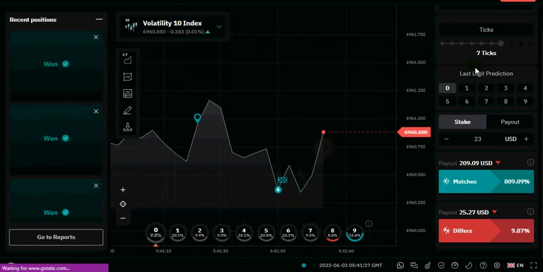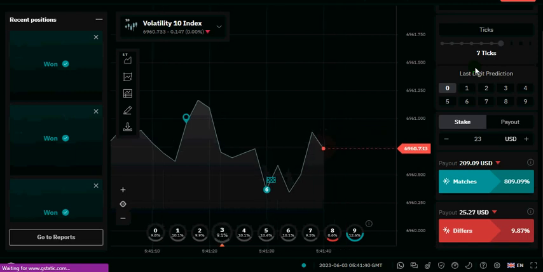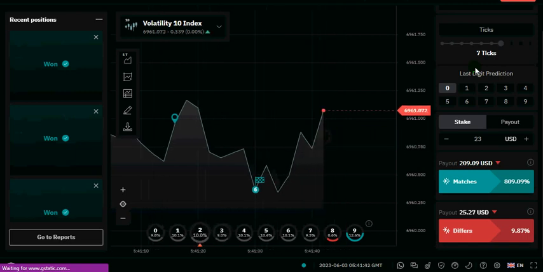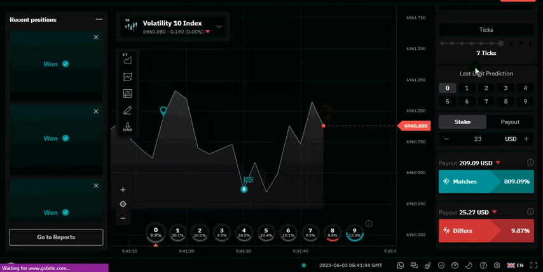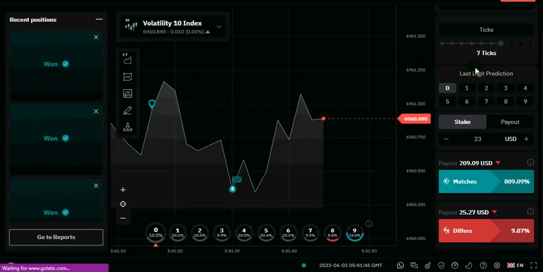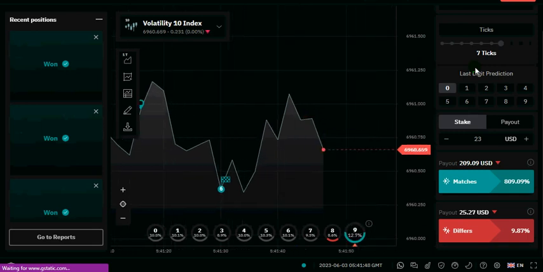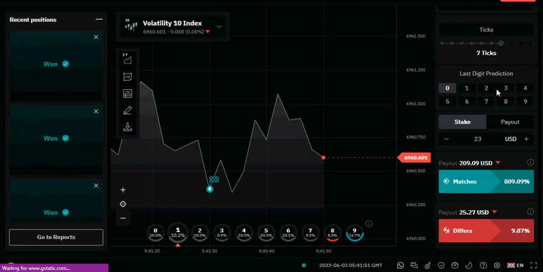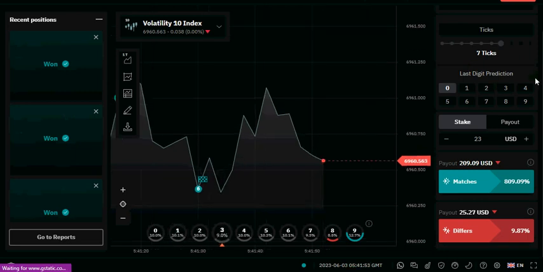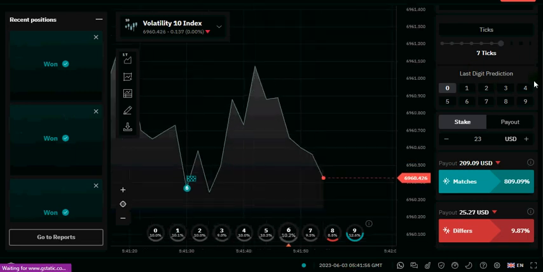So you have to wait before we proceed again. You have to wait for a few minutes before you place another trade. After the third trade, don't place any trade immediately. You have to wait for a few minutes, like 5 minutes, before you place another trade. So just follow these sequences before you place any of the trade.